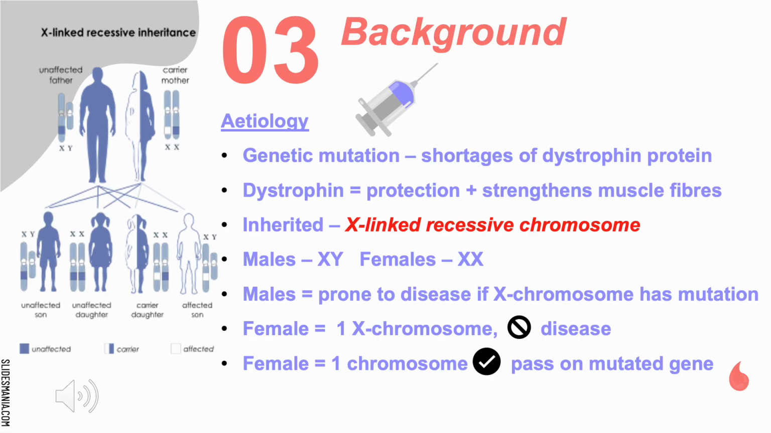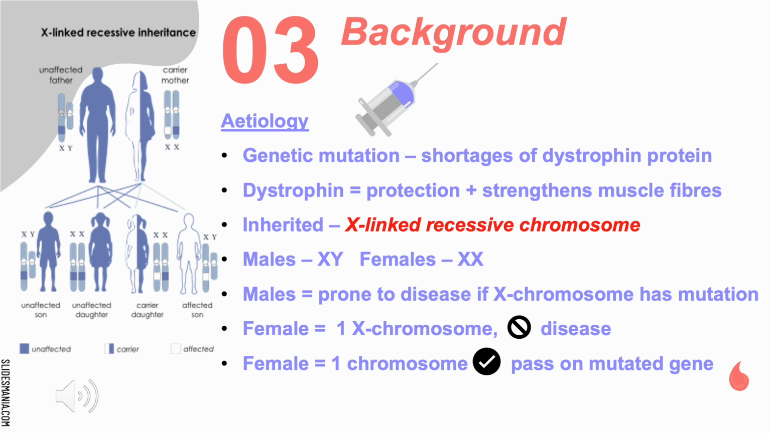Etiology. A genetic mutation can cause a shortage of a protein called dystrophin, which protects the muscles from damage and strengthens the muscle fibers. This mutation is inherited through the X-linked recessive pattern. Males have an XY chromosome pair, while females have XX. This makes males more prone to this disease because if their X chromosome has the mutation, they will present with the symptoms and indeed have the disease.